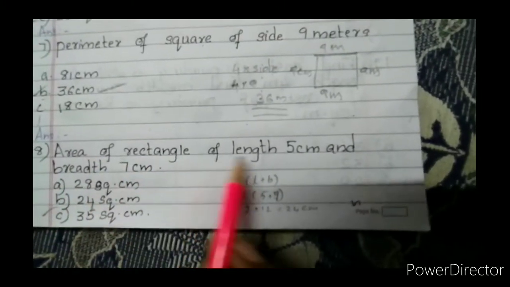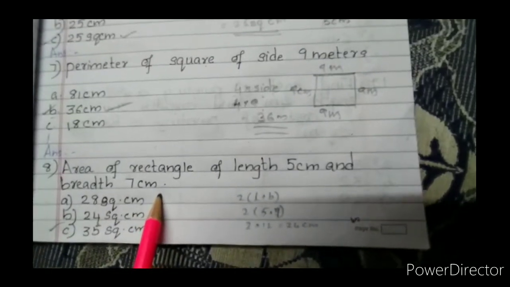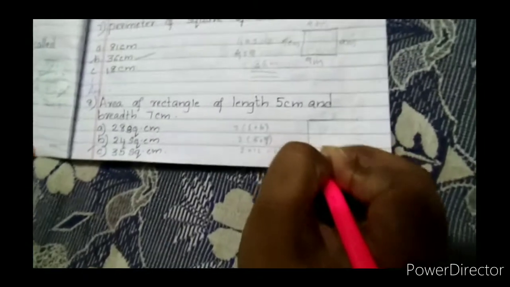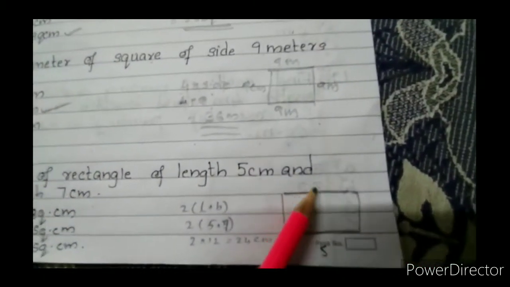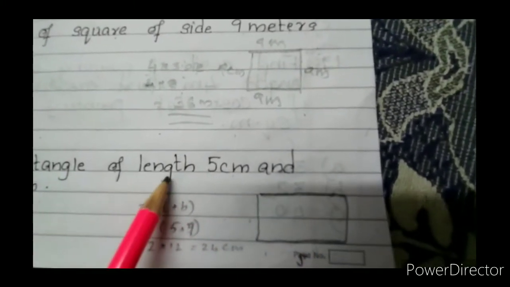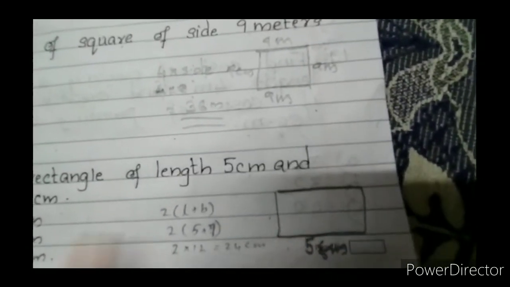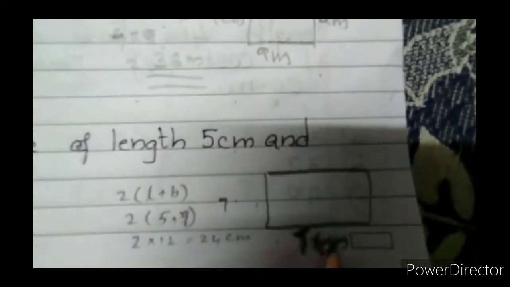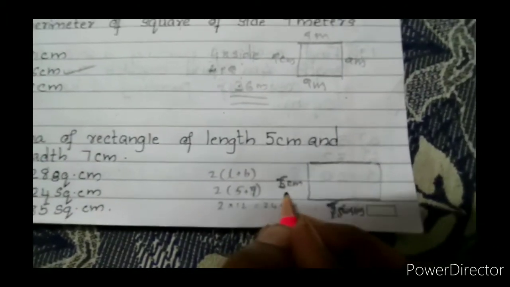Then 8th question. Area of a rectangle of length 5 centimeter and breadth 7 centimeter. It's a rectangle. In a rectangle, opposite sides are equal. This side equal, this side equal. Length 7 centimeter, breadth 5 centimeter.